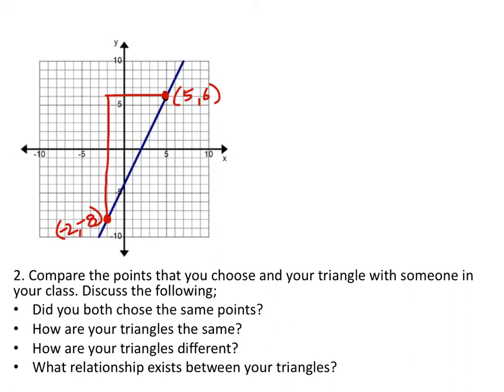So compare the points that you chose and your triangle with someone in the class and discuss these 4 questions. Did you both choose the same points? How are your triangles the same? How are they different? And what relationship exists between the triangles? 1 minute for these. Should have 1 sentence for those last 3 as well.